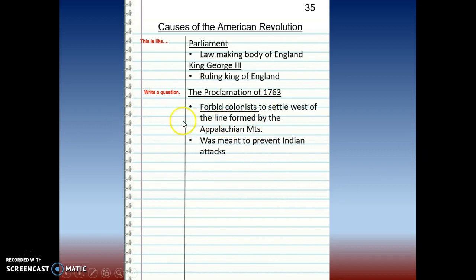All right, so once you start writing, or you finish writing that down, on this side of the line, I want you to write a question. I want you to start anticipating what kind of question I would ask about this on our test.